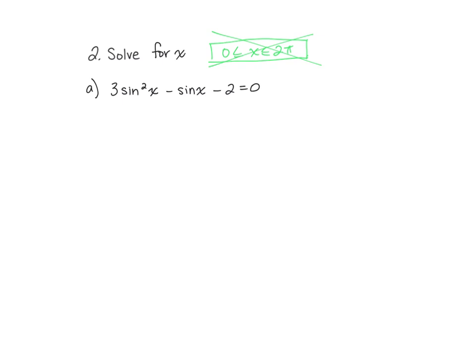I notice that I have a sine squared x, a sine x, and then no sine x's, so I have a descending degree on my sine, which means I'm going to look to factor. If I cannot factor, then I am going to look to use quadratic formula. So because we've done a bunch of these already today, let's look to just factor.